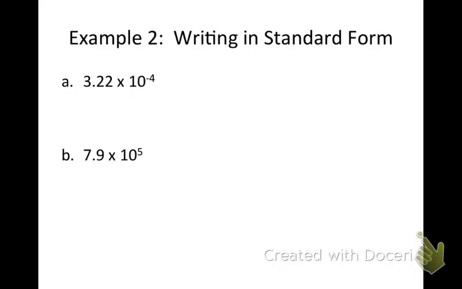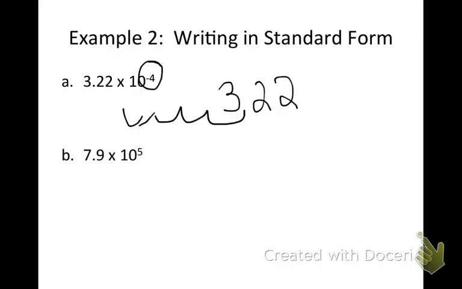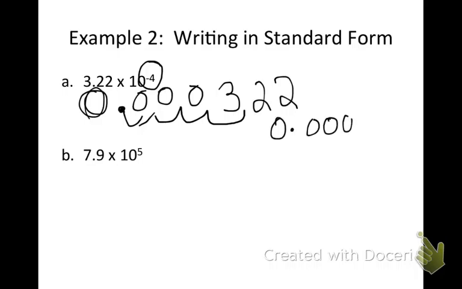So this is example 2, so copy this down and then we're going to practice doing this. I'm writing in standard form, so I'm going to take my 3.22 and I want to move my decimal 4 places to the left because I want to make my number smaller. So I'm going to go 1, 2, 3, 4. I'm going to add my zeros. And I'm going to put a decimal and a 0 as a placeholder. So my final answer is 0.000322 because I moved my decimal 4 places to the left.